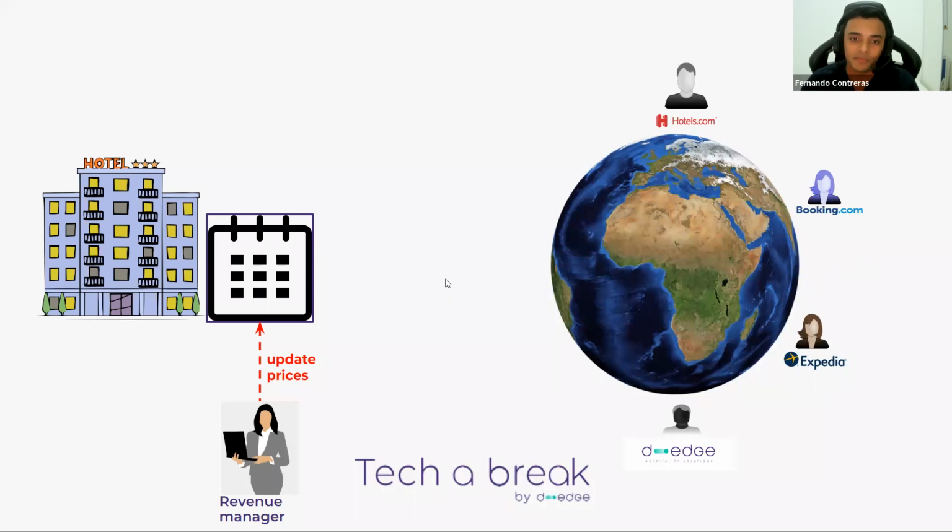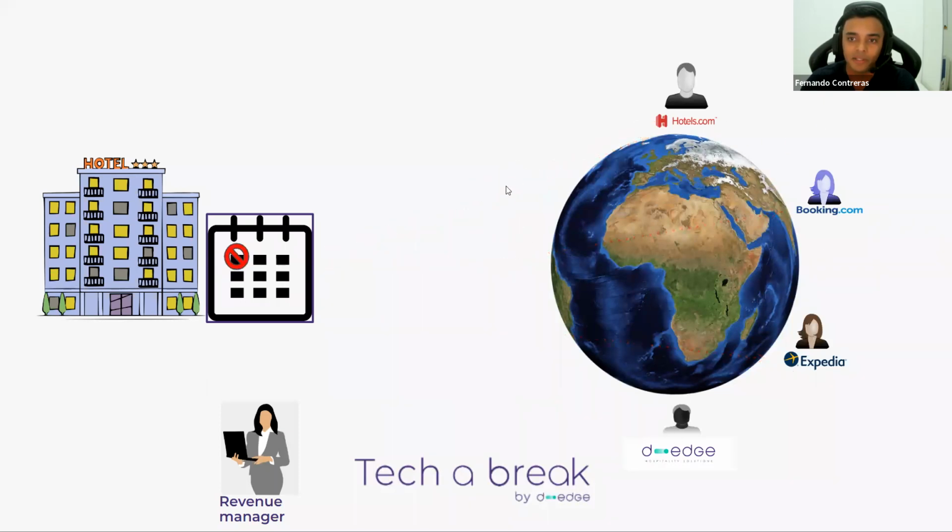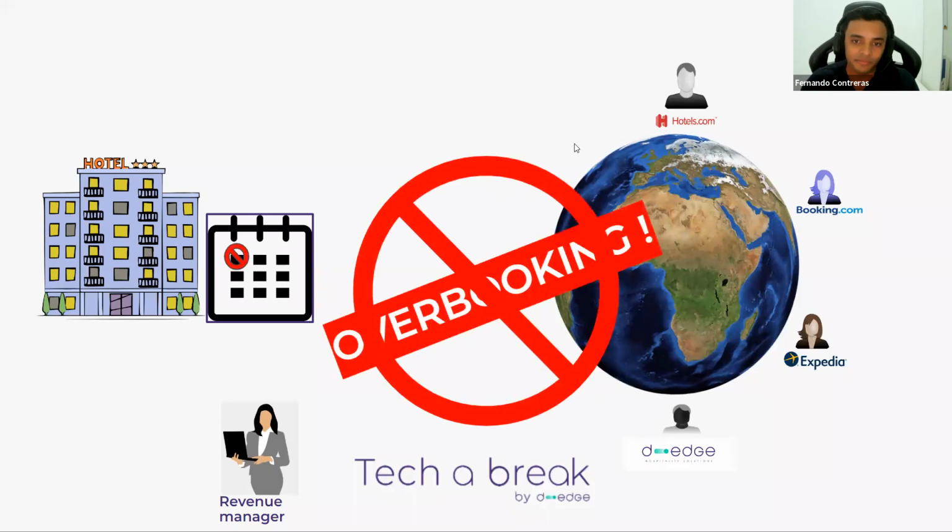On the other hand, imagine that one customer from one platform books a room, and what happens if this room was the last one available for a given date? We have to propagate this information back to all the providers so that they are aware of the change in availability for this hotel, and avoid a very undesirable effect called overbooking.